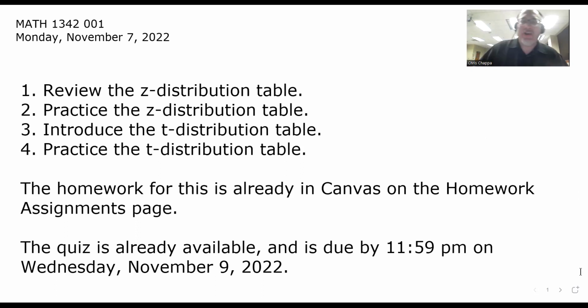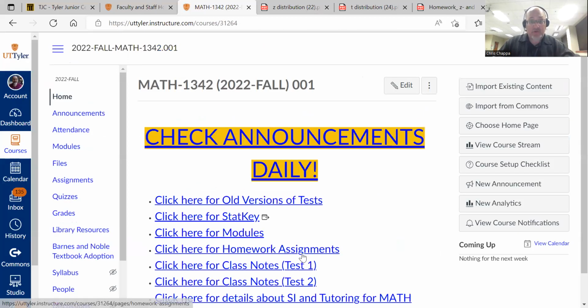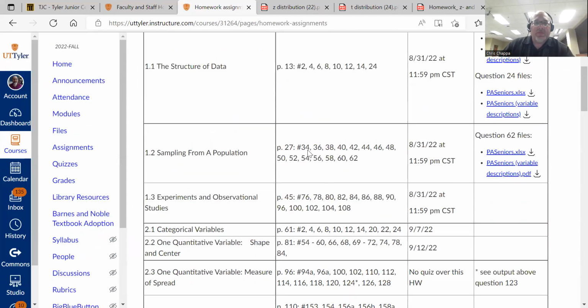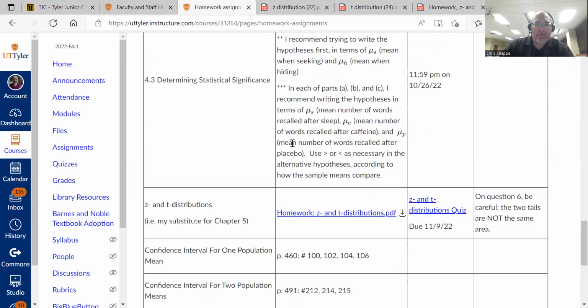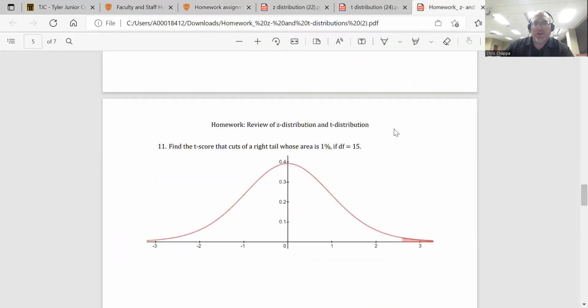Now, the homework for this is already in Canvas on the homework assignments page. Let me show you where it is. Homework pages, homework home, homework page, homework assignments. If you scroll down to where chapter 5 would normally start, I'm doing Z and T distributions, which is my substitute for chapter 5. This link takes you to the homework assignment, which I've already got opened here.